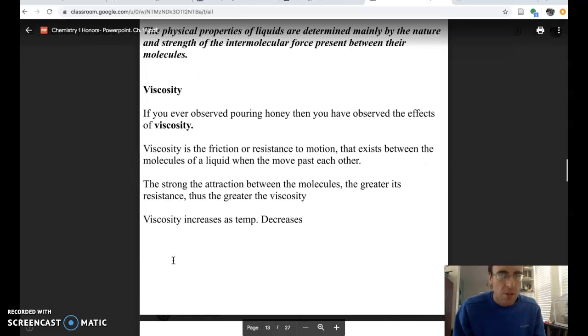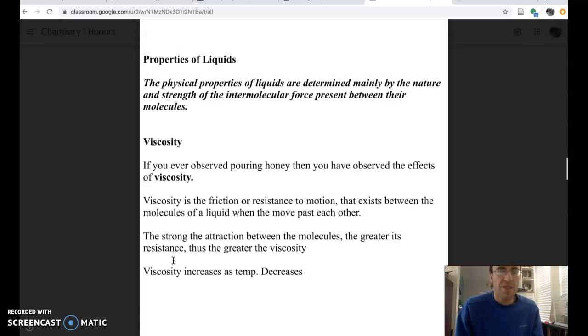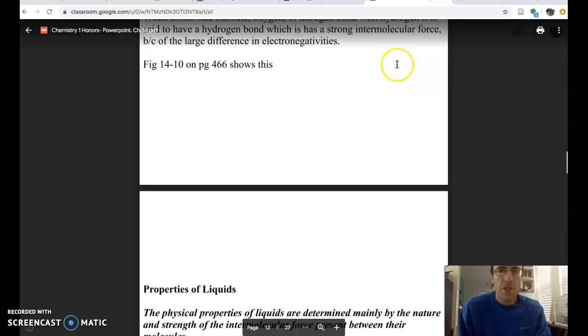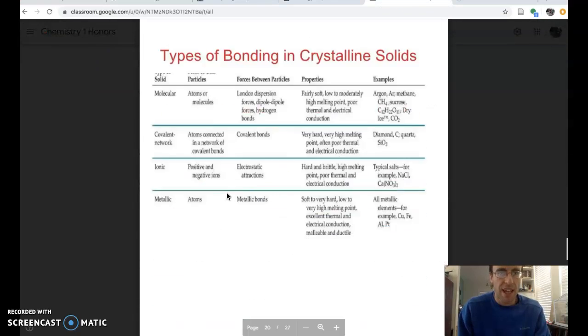Know a little bit about viscosity, and that's a property of a liquid, and how honey is very viscous. But other than that, that is basically everything that's going to be on your test.